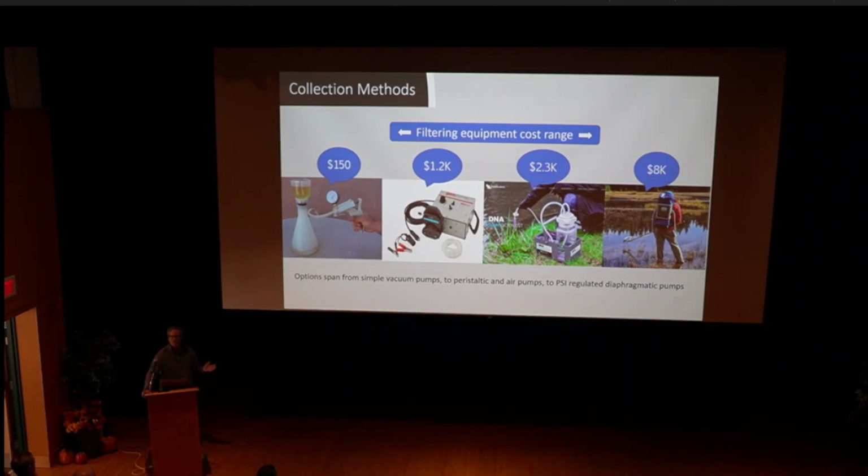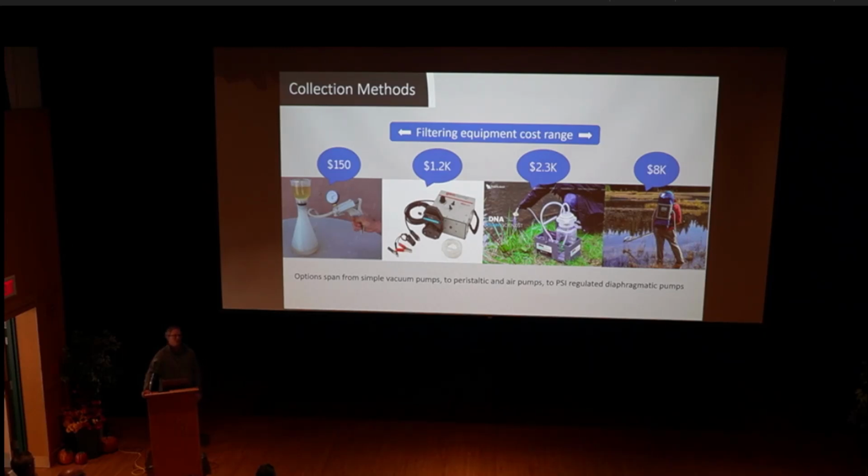Collecting an eDNA sample doesn't have to be expensive, but it certainly can be expensive, right? Depending on what type of equipment that you want. So for a couple $100, you can buy a little vacuum pump, vacuum filter, and collect DNA samples. You can spend way more. You can spend up to $8,000, buy a fancy backpack that takes your latitude and longitude, it takes the volume, the head pressure, and all these different parameters. But at the end of the day, you can collect good quality DNA sample with any one of those methods.